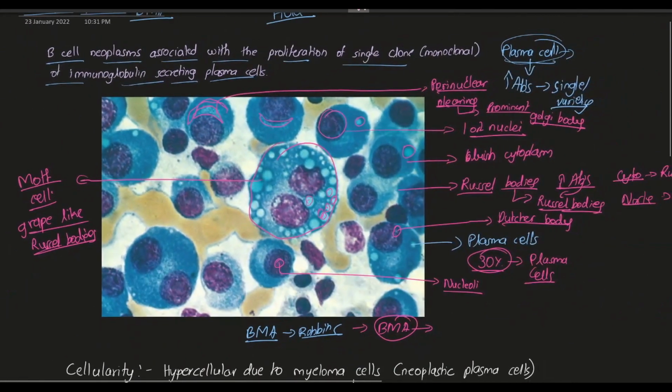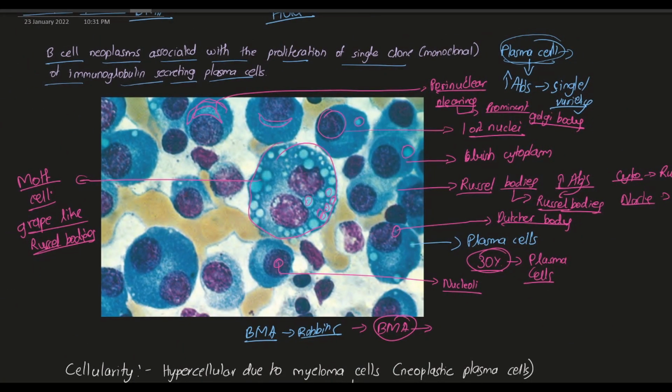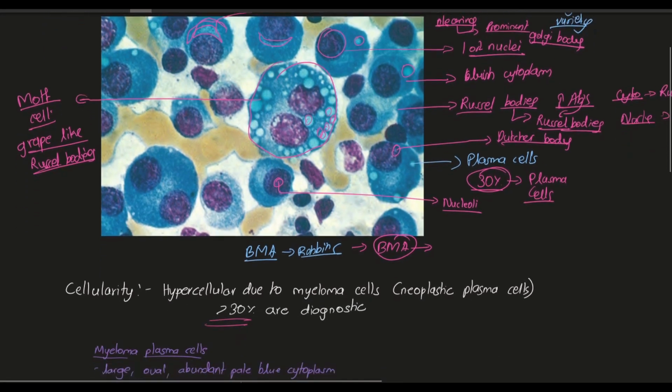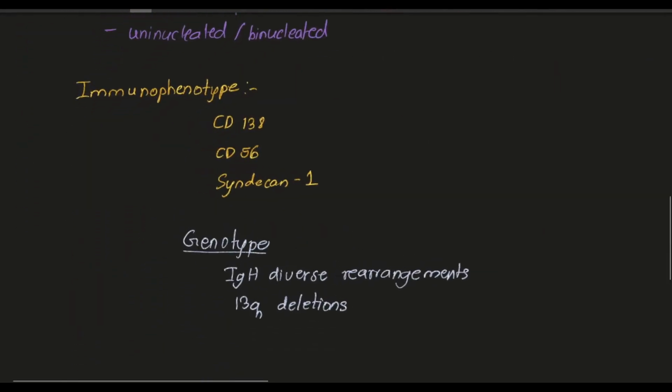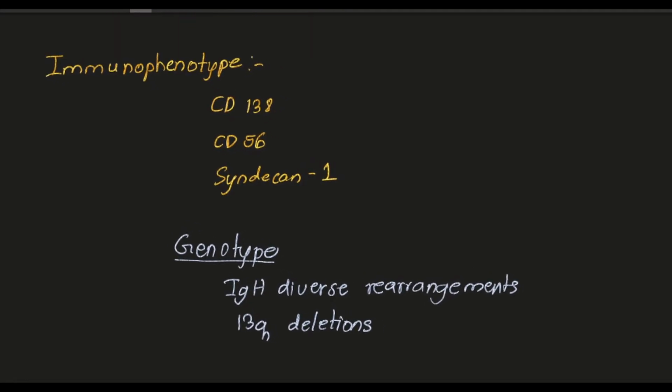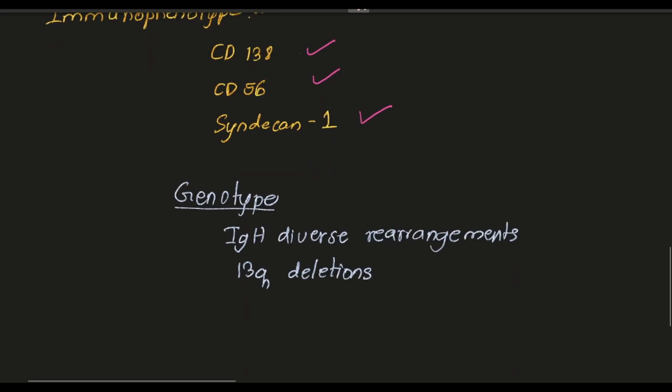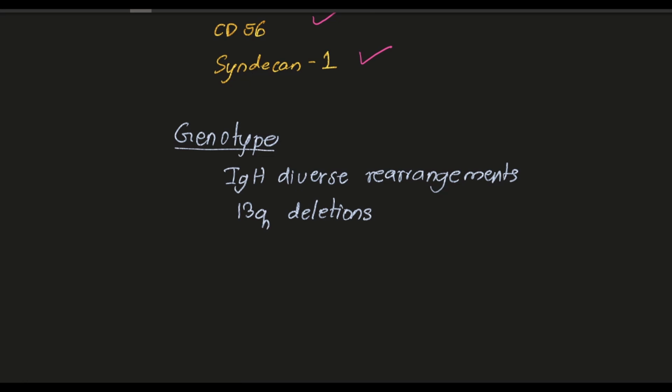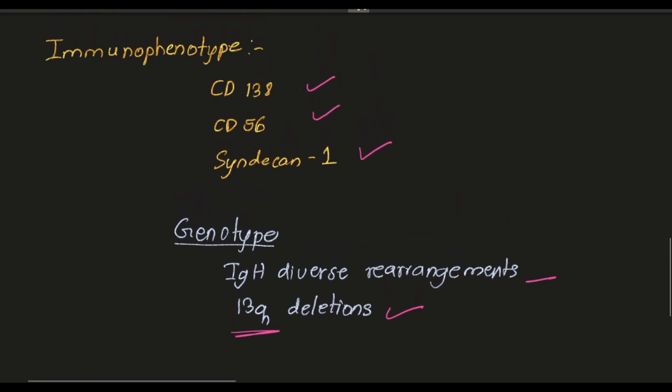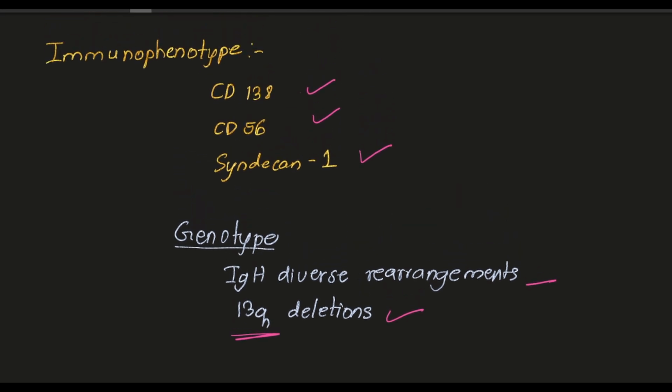This is everything about the bone marrow aspirate of multiple myeloma. We will look into the immunophenotype. It's very simple. It's positive for CD138, CD56 and Syndecan-1. And genotype, there will be a diverse rearrangement in the IGH and also 13q deletions. Of course, I know these are difficult, so I have written them here. Try to remember as much as possible.